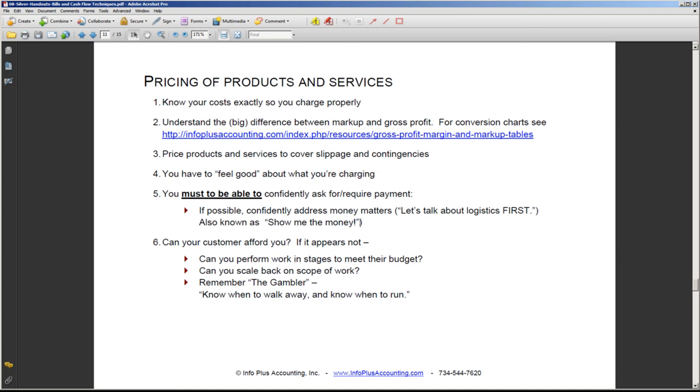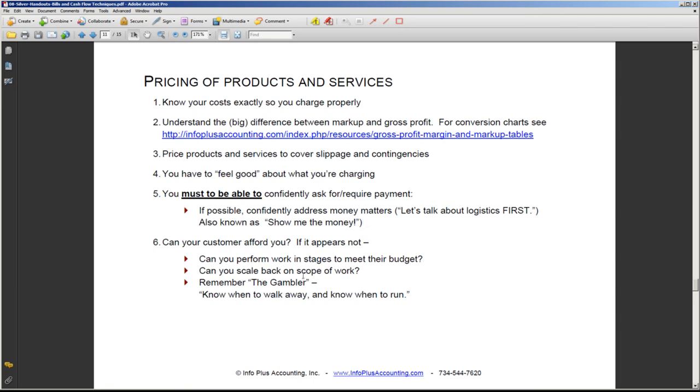And you have to be able to confidently ask for and require payment. So a good way to do that is to be confident and address your money matters first. Let's talk about logistics first. Get that out of the way. And I like to think of, of course, the Jerry Maguire movie: show me the money. You don't want to be doing work where you're not going to get paid.